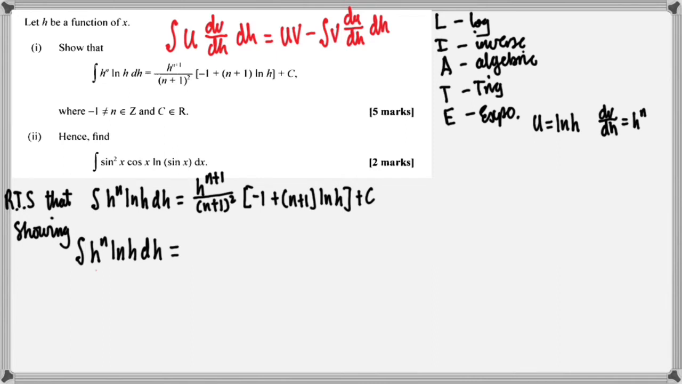The next thing we do now is differentiate this and integrate this. So differentiating the u, we will get 1 on h. Integrating this, we would get v, which is you increase the power by 1 and divide by the new increase. That is what was done here.